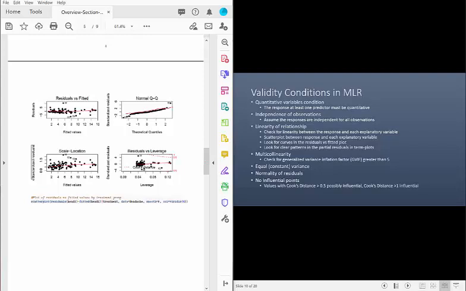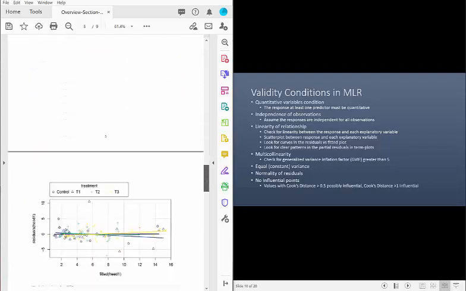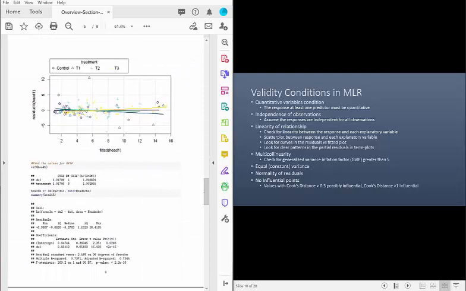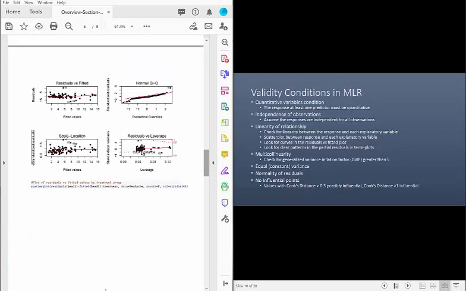Not seeing any issues really with linearity or multicollinearity, which we can look at with the GVIF, and we can see that all those values are less than 5. We're also not seeing any issues with influential points, as there are no values with Cook's distance greater than 0.5.